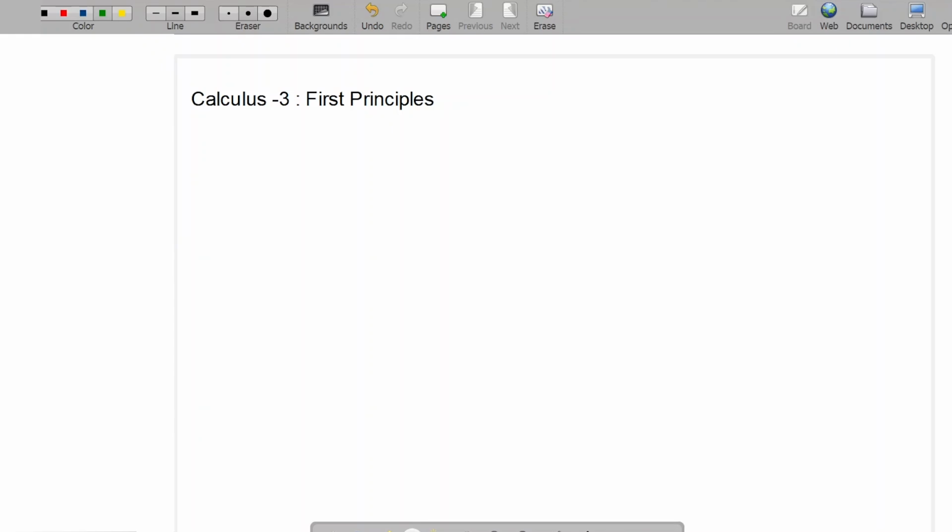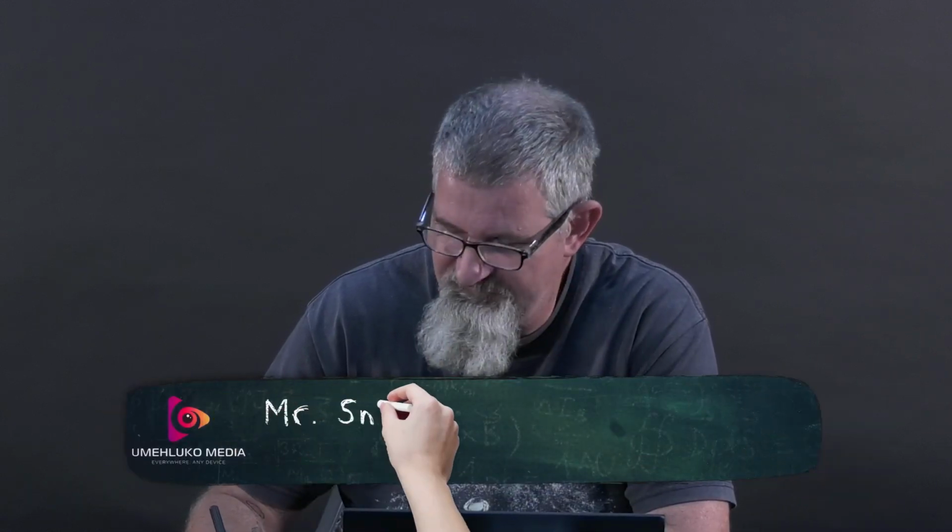We're looking at the third video in the calculus series. This time we'll be looking at first principles. So what we looked at last time is the movement of notation for the gradient m, for average gradient.